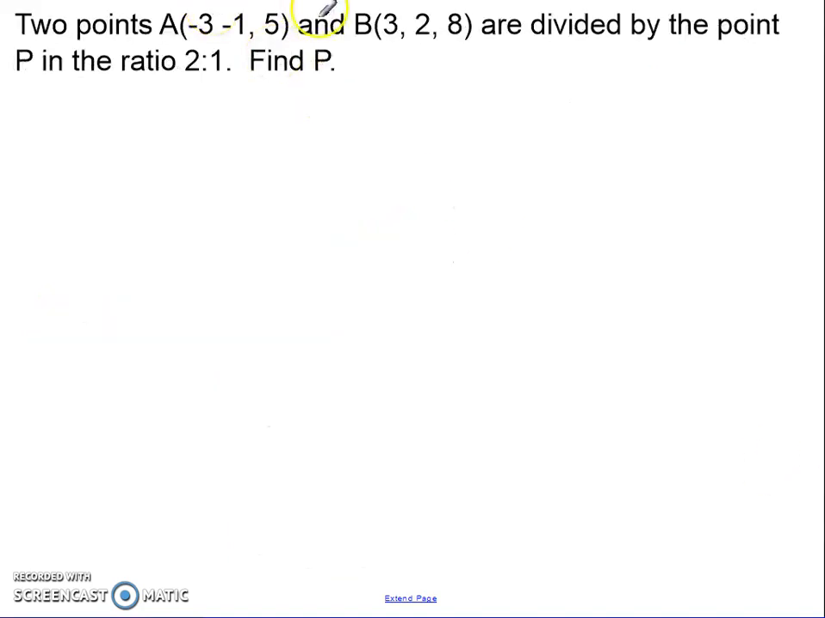Now imagine I give you two points, a point A here and a point B, and I'm telling you they're divided by this point P in a ratio of 2 to 1, and I want to find P. This is the kind of thing where we have to immediately remember our formula. So a point P is (nA + mB) over (n + m). Now a key thing you need to make sure you get right in this case is what the n and the m are, what parts of the ratio they relate to.